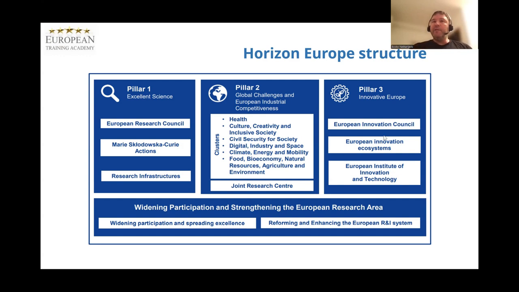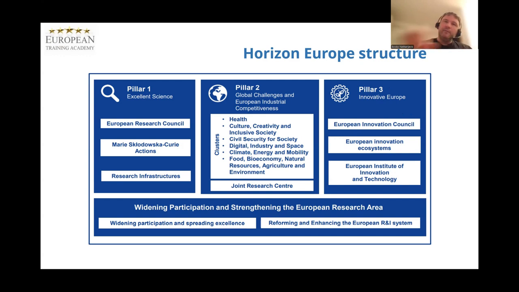And pillar 3 is here. So this is where the European Innovation Council is. It's under Innovative Europe. And within this pillar, you have these combined work programs. So European Innovation Council is tightly correlated with innovation ecosystems and the Institute of Innovation and Technology work program.